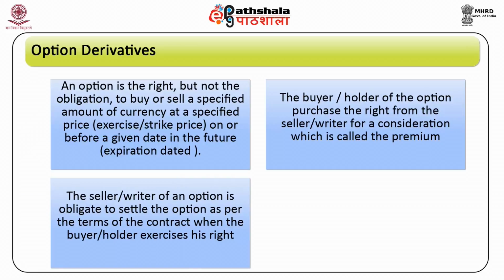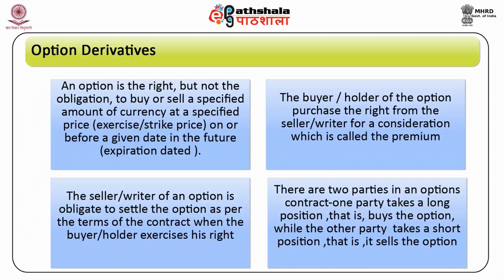The seller or writer of an option is obligated to sell the option as per the terms of the contract when the buyer or holder exercises his right. Options on stocks were first traded on an organized stock exchange in 1973. There are two parties in an options contract. One party takes a long position, that is, buys the option, while the other party takes a short position, that is, sells the option. It is basically of two types: call option, that is the right to buy the option, and put option, that is the right to sell the option.